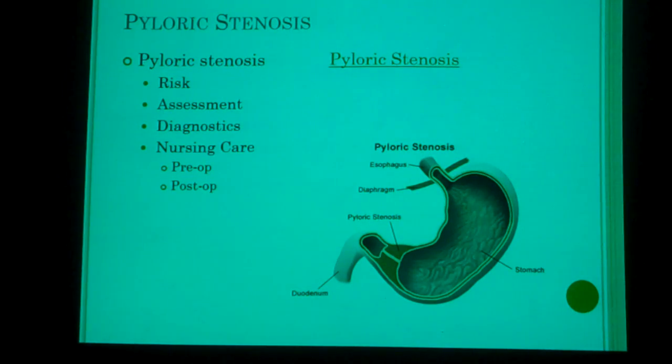Pyloric stenosis. This is the thickening of the pyloric sphincter. You can see in the picture there. This is genetic. You will see projectile vomiting that occurs following a feeding. They're immediately hungry, failure to thrive, dehydration, and an olive-shaped mass in the right upper quadrant. Diagnosis is made by ultrasound. Surgery is done.